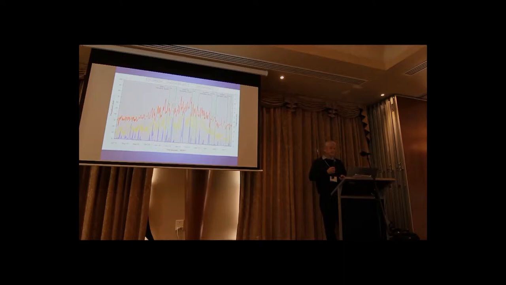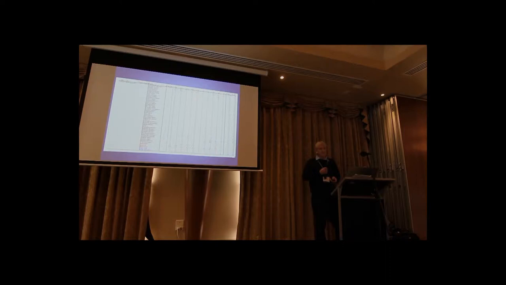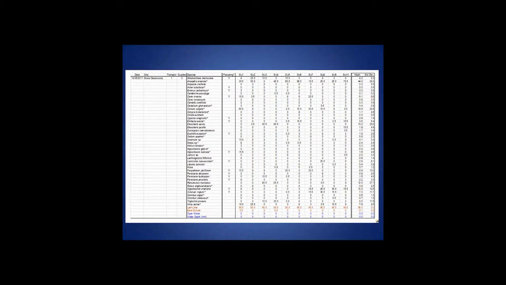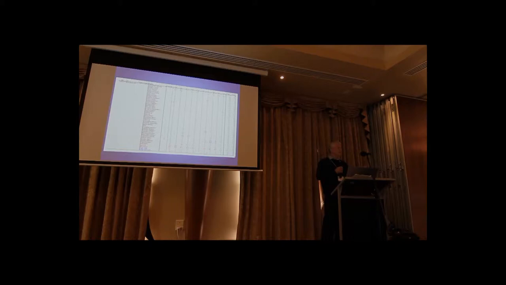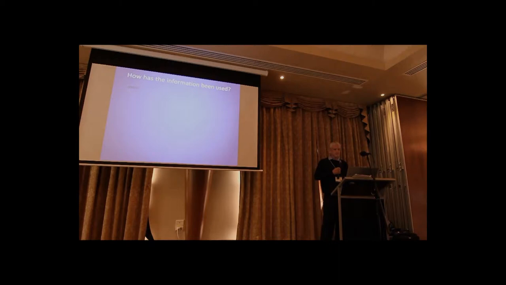Some of these individual quadrats are 20 by 20 metres. They can have a fair diversity of plants. Here we've got over 40 species. Interestingly, about half of them are exotics, and the interplay of native and exotic species with the seasons has been really interesting. So how has it been used?